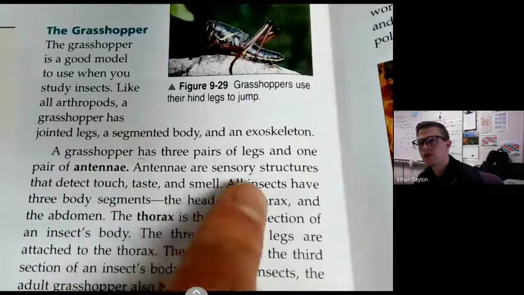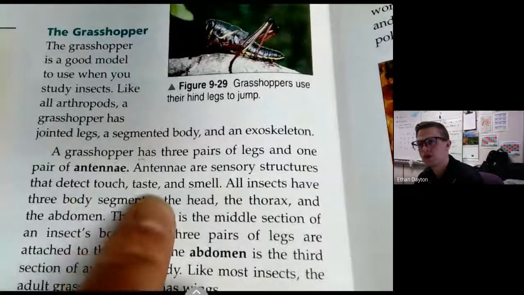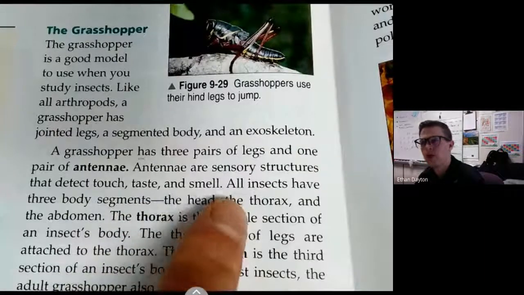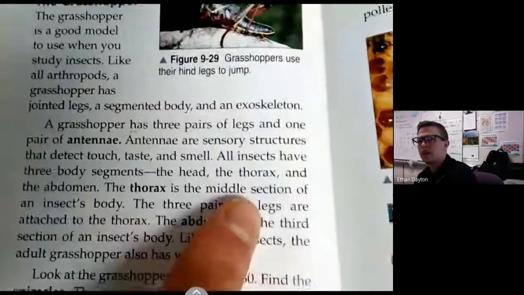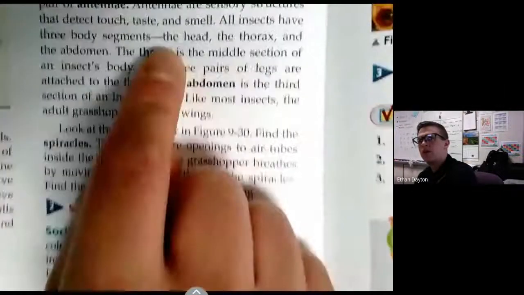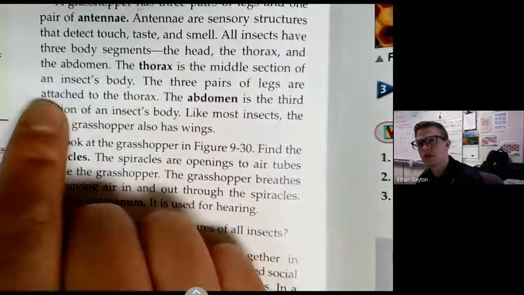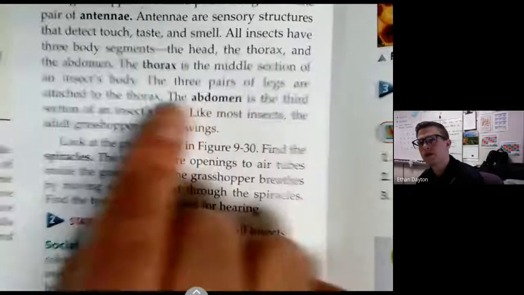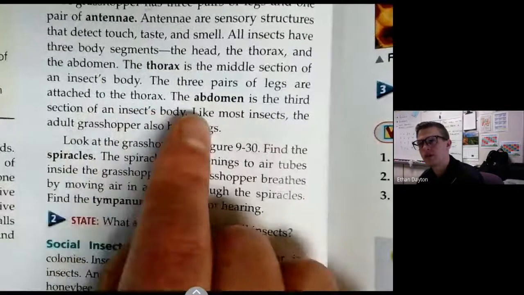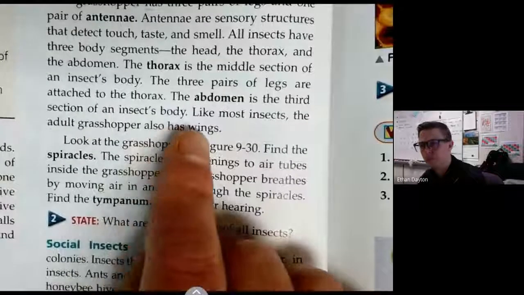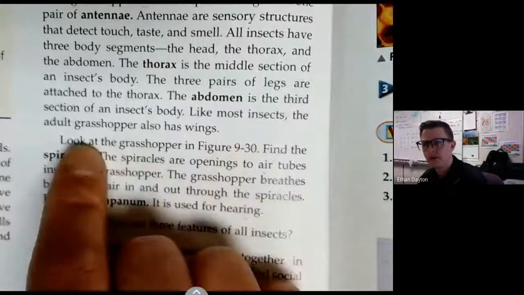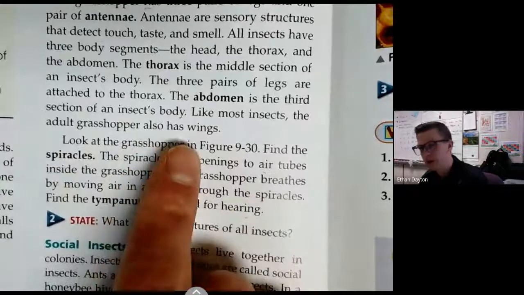Antennae are sensory structures that detect touch, taste, and smell. All insects have 3 body segments: the head, the thorax, and the abdomen. The thorax is the middle section of the insect's body. The 3 pairs of legs are attached to the thorax. The abdomen is the third section of an insect's body. Like most insects, the adult grasshopper also has wings.